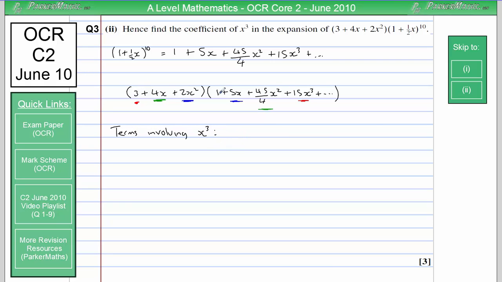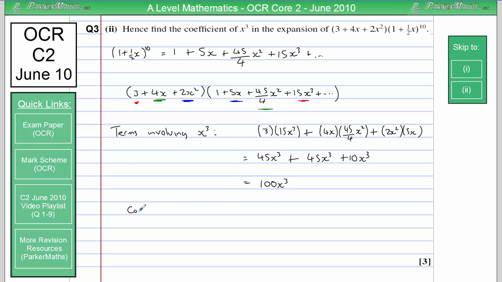So we're going to get 3 multiplied by 15x cubed, plus 4x multiplied by 45 over 4x squared, plus 2x squared multiplied by 5x. If we simplify this, we get 3 times 15, that's 45x cubed, plus here we've got a 4 divided by 4, which will cancel out, leaving us another 45x cubed, plus 2 times 5, which is 10x cubed. Collecting like terms, we end up with 100x cubed.